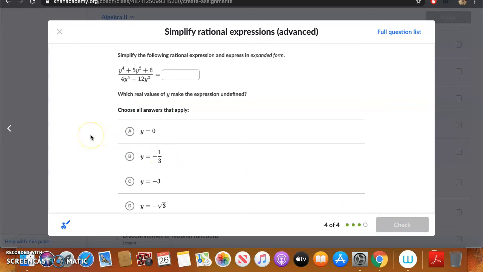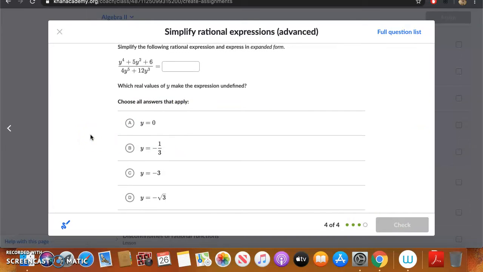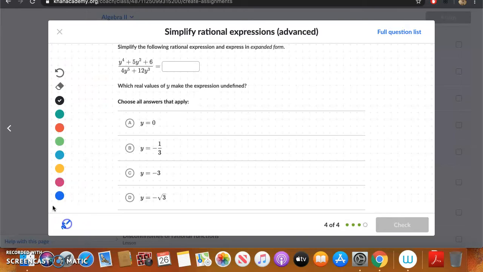All right, and let's take a look at this one. We have y to the fourth plus 5y squared plus 6 over 4y to the fifth plus 12y cubed. And we'll try to work on this one on Khan Academy. Okay, let's see how well that goes.